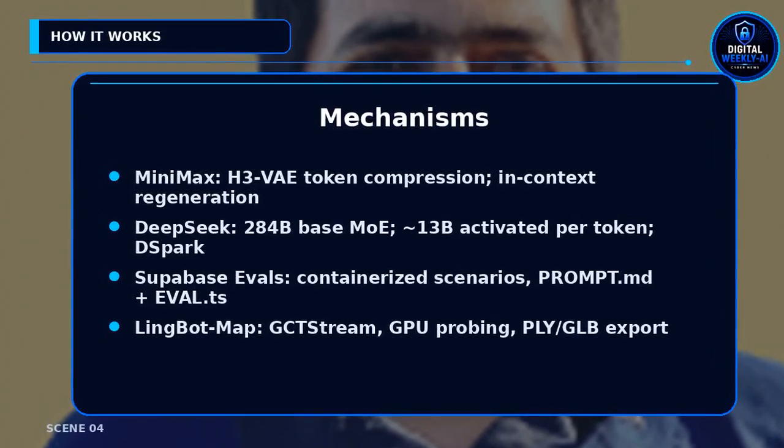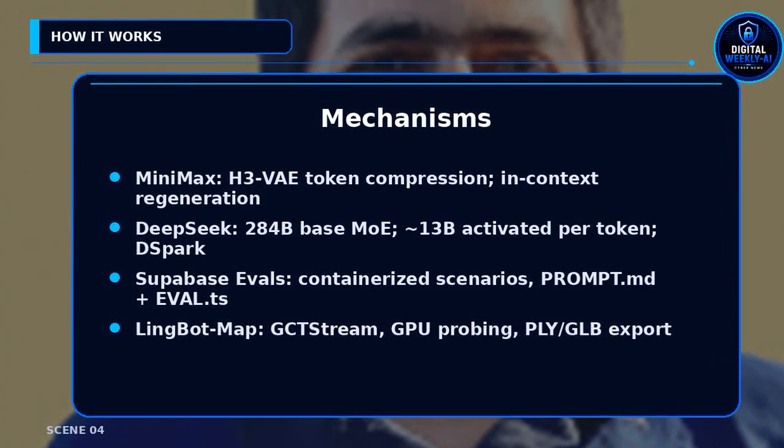How do these systems work under the hood? MiniMax H3 reads all modalities as one long context. H3-VAE compresses tokens with a reported 4x effective sequence gain. The H3 Omni Transformer separates understanding and generation workloads. In-context regeneration regenerates low-resolution output conditioned on the full context to recover small text and detail.